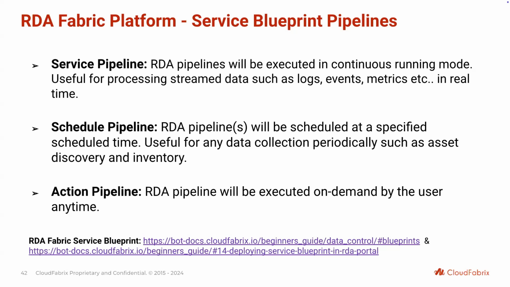What are action pipelines? Action pipelines are on-demand execution pipelines. If you want to publish some of these pipelines to be executed by the user on demand, you can configure a pipeline as an action pipeline. When a pipeline is published as an action pipeline, it will be published as action buttons.